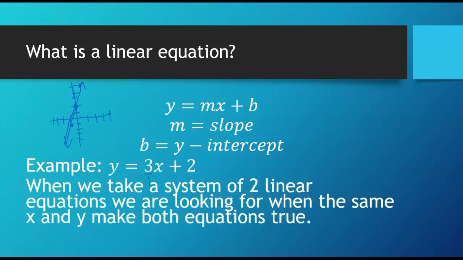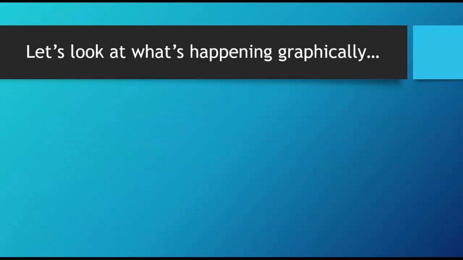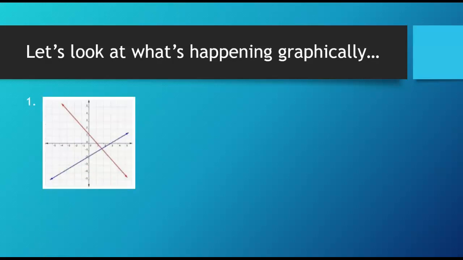So if we look at more than one equation, we're going to have two straight lines, right? And we want to know where those two straight lines have the same x and the same y that make them both true. In other words, where they are kind of equal to each other. And so let's look at what can happen.